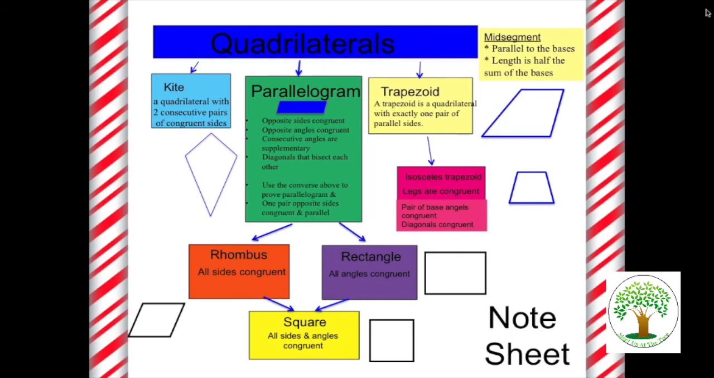Our kites: we have a quadrilateral with two consecutive pairs of congruent sides. I didn't have enough room in my box, which you might not have either. And so here are the little properties that we have. We have diagonals that are perpendicular to each other, and one pair of opposite angles are congruent. There was something else. No, that was it. That was it? Okay, good. We've filled up this with tons of stuff.